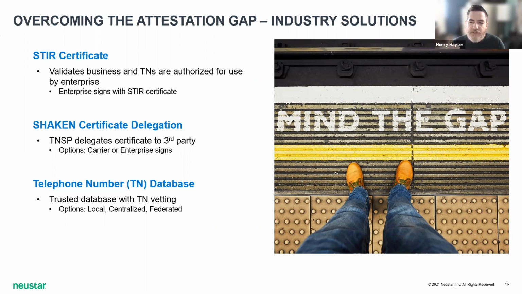So that's the key differentiator. With the STIR certificate or the delegated certificate, the enterprise is signing the call, establishing first-party authentication, which is verifiable from end to end. The telephone number database solutions only provide an analysis of the carrier's perspective of that calling number and whether that calling number should be trusted or not.